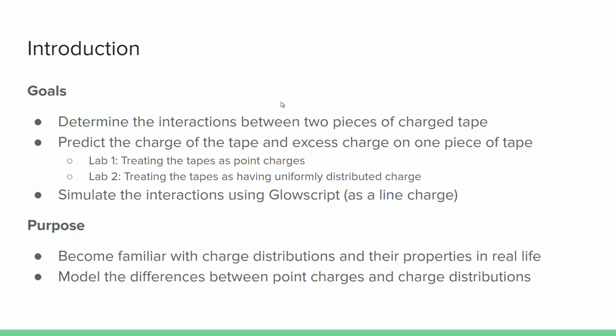The goal of this lab was to determine the interactions between two pieces of charge tape and predict the charge of the tape and the excess charge on one piece of tape by treating the tapes as having a uniformly distributed charge, whereas in Lab 1 we treated the tapes as point charges. We also simulated these interactions using GlowScript as a line charge. The purpose of this lab was to become familiar with charge distributions and their properties in real life and model the differences between point charge and the charge distributions.